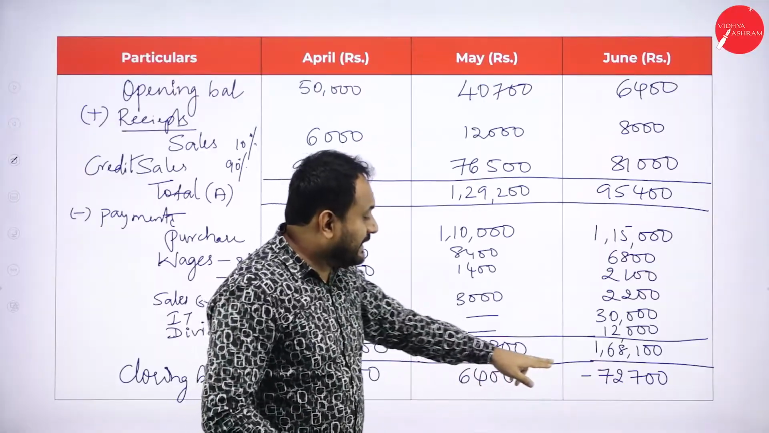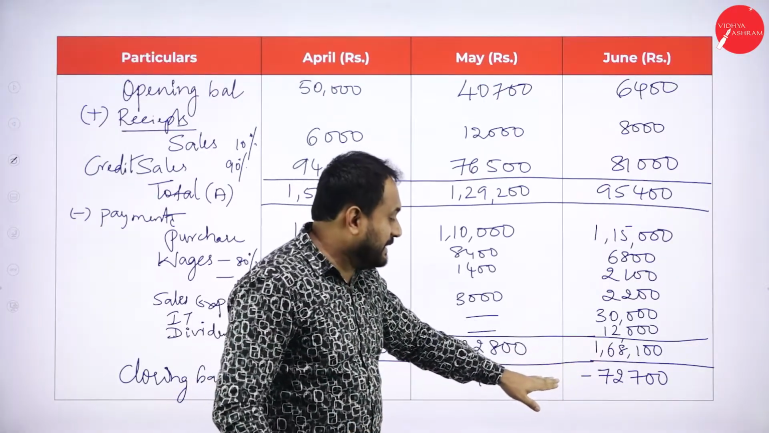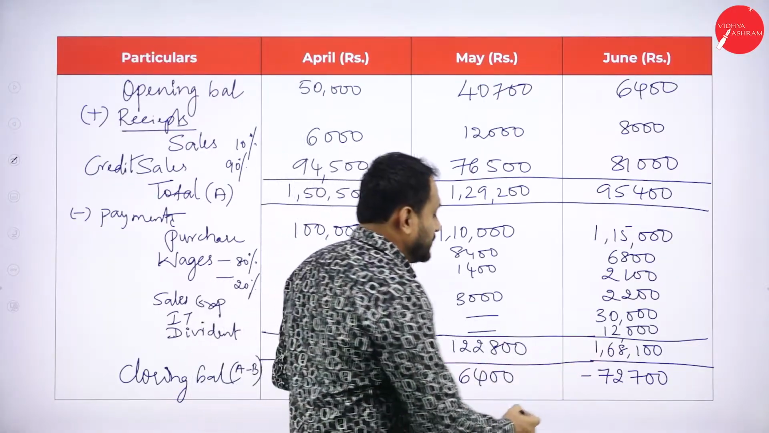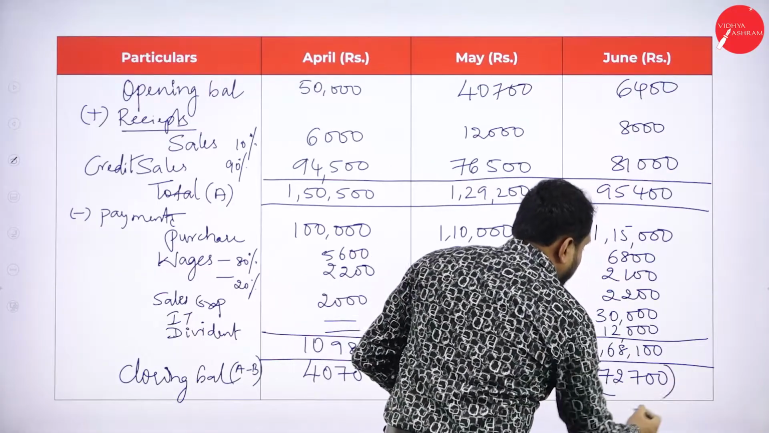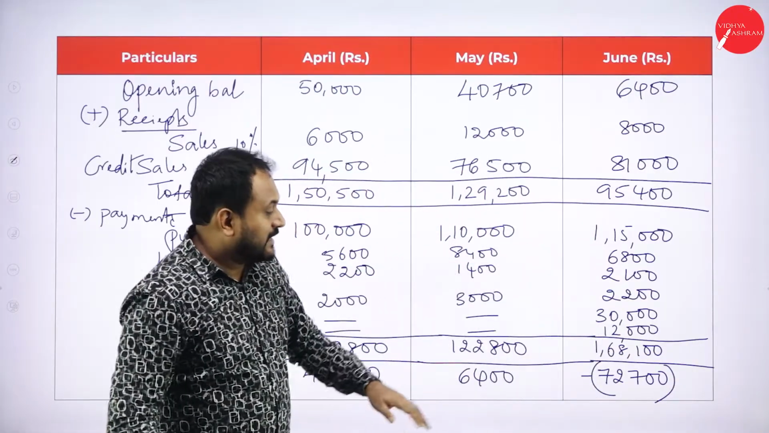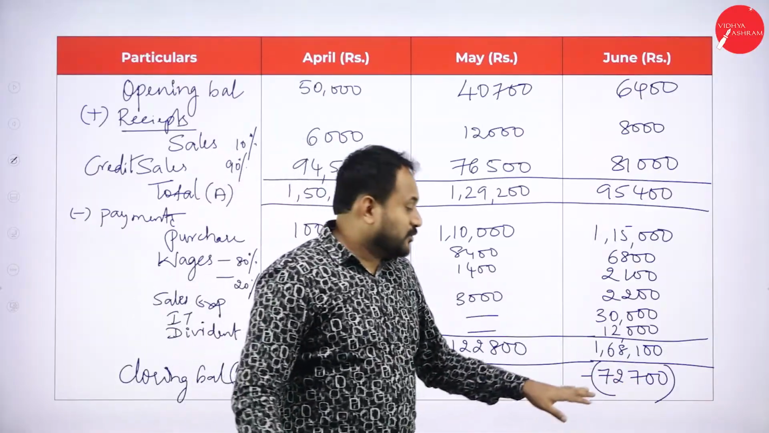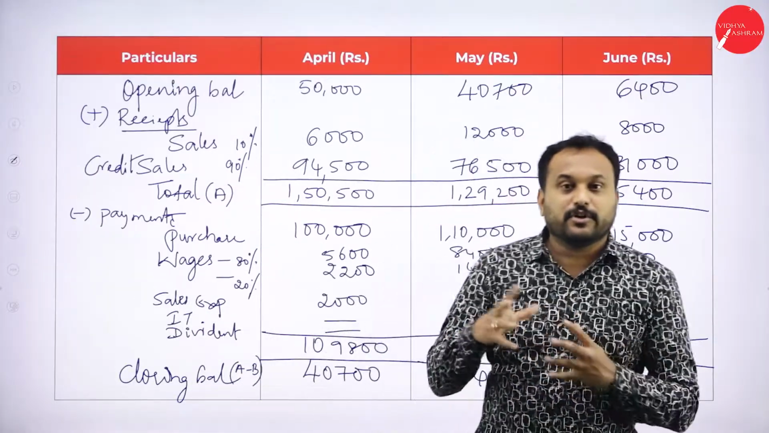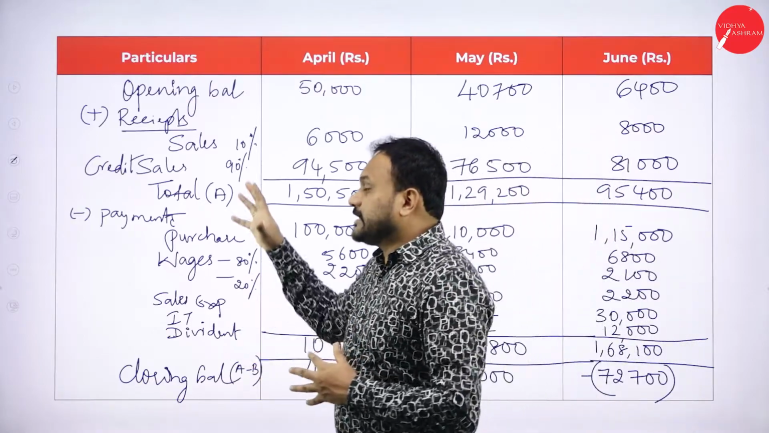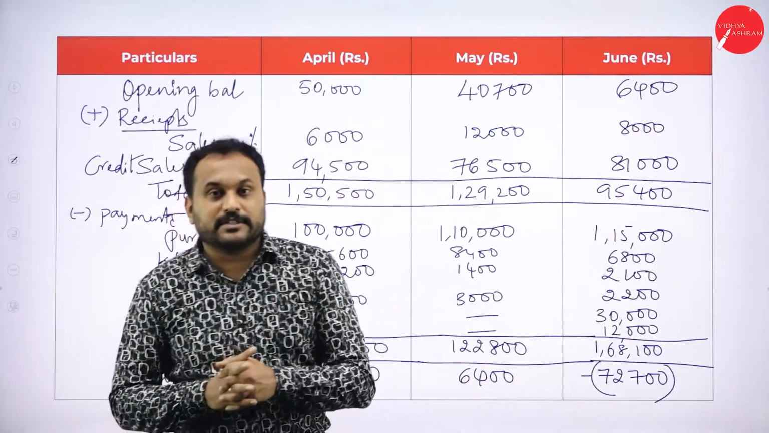See, whenever you get a negative here, students, instead of writing minus, what I insist is write a bracket. Don't write the negative, write the bracket. The minute you write the bracket, it is known that you don't have cash, you are supposed to go for overdraft. This is what the cash budget of the second problem is all about.